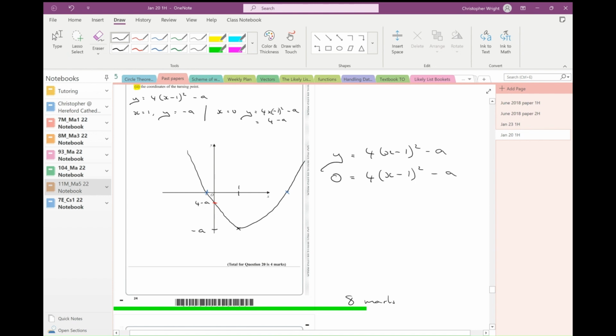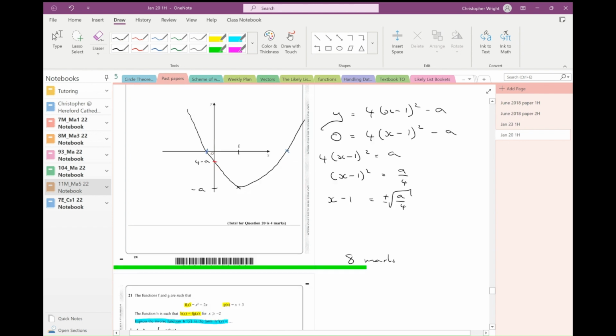So let's make x the subject of that equation. Well, it's going to be 4 lots of x minus 1 squared equals a, adding a to both sides. Divide both sides by 4 gives me that. Square rooting both sides. There are going to be 2 answers there, aren't there?